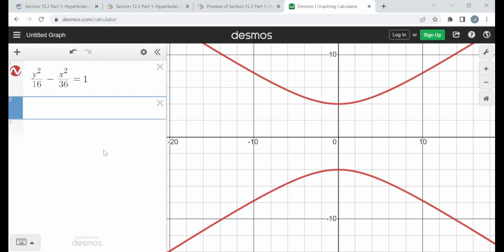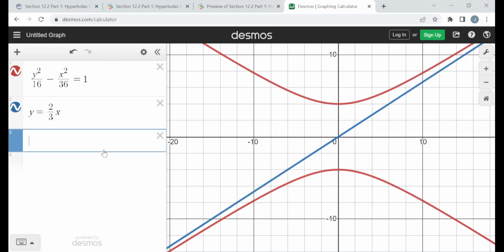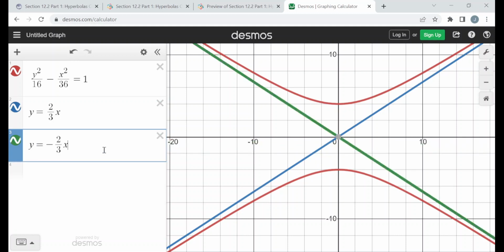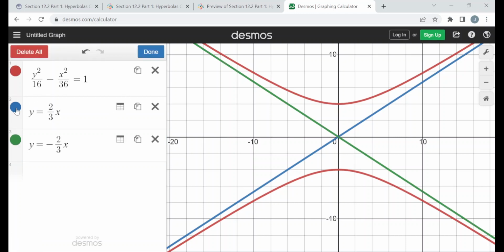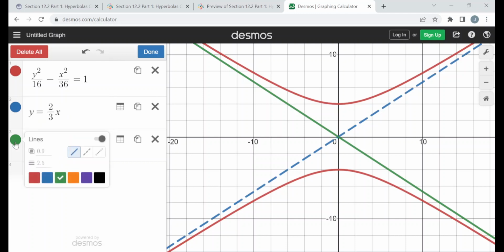And what I'm going to do also is graph the asymptotes: y equals 2/3 x and y equals negative 2/3 x. These are the asymptotes. You see them going through the center there. I'll make them the same color and dash them, like dotted lines instead. So both are blue dashed lines here.